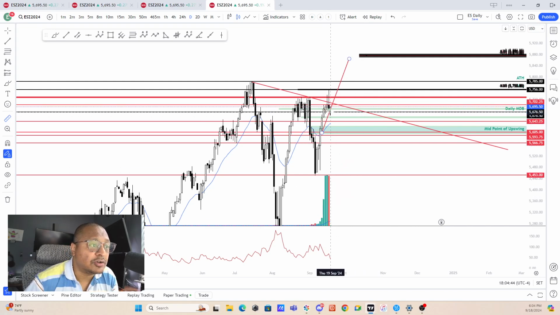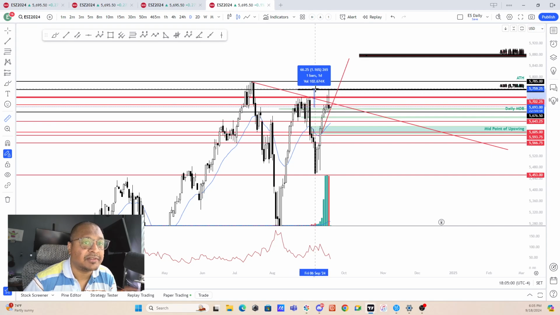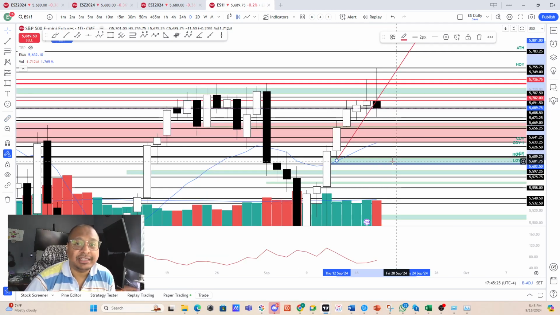Now, we also need to remember that we have a double bottom here, a micro double bottom. So this needs to be broken down before we can find any more traction to the downside. If the price wants to go up 67 points from where we opened up today, then we will find ourselves back in the 5760 area once more. So that is all that we have on the daily chart for now.